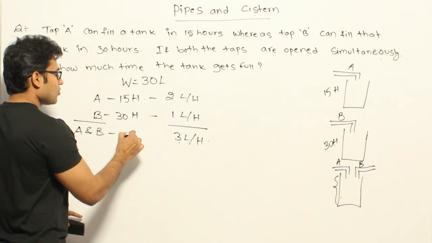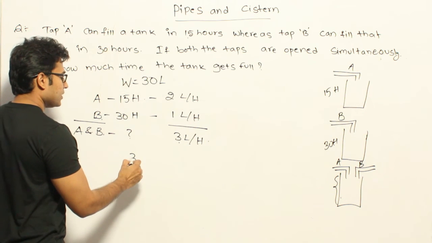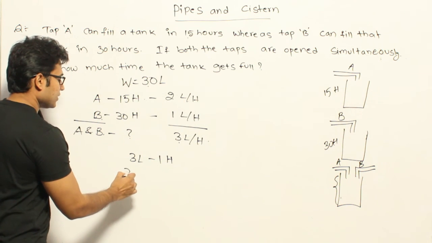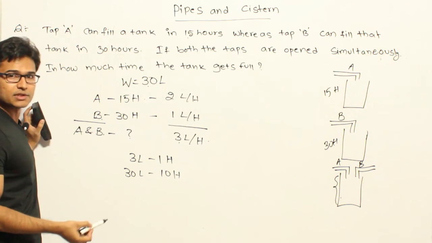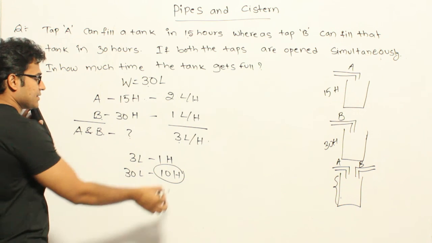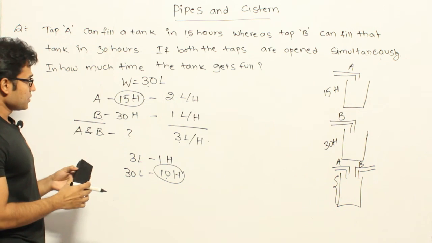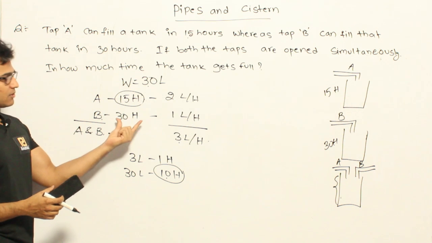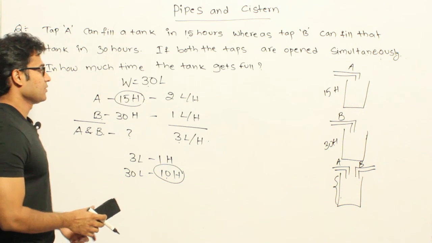Now what is the total amount of time required by both of them to finish it? See this, 3 liters can be done in 1 hour, and totally we have 30 liters. How much time does it take? 10 hours, multiplying both sides by 10. Got it? Okay. Now if you observe, it is less than the time taken by the faster tap. The faster tap is able to finish it in 15 hours. Now by giving it some help from the other tap, your time has reduced even further, which is 10 hours. Got it? Okay.